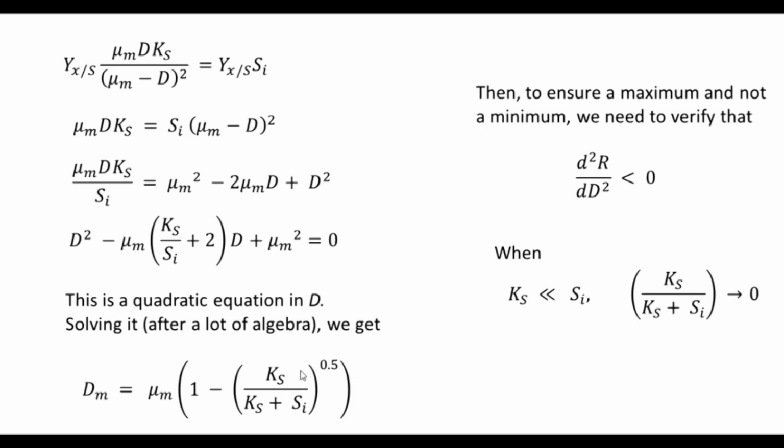If you see here, the Ks plus Si, in this case Ks is much less than Si, so I can replace this with Si. Again, if you consider the numerator by denominator, Ks is much less than Si. Therefore, in other words, the denominator is much larger than the numerator. Therefore, this term actually is tending to 0. That's what is meant here: Ks by Ks plus Si is 0. And therefore, when this term goes to 0, Dm is approximately equal to mu m, or it is approaching mu m here.